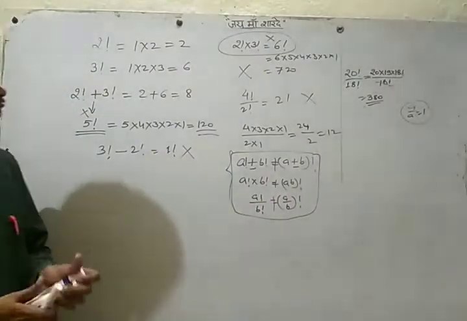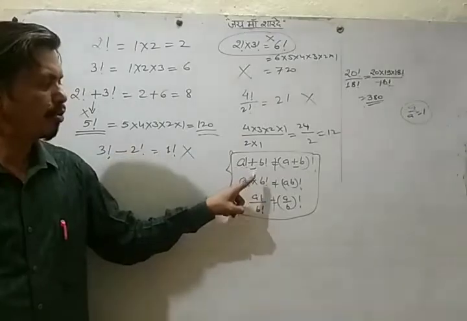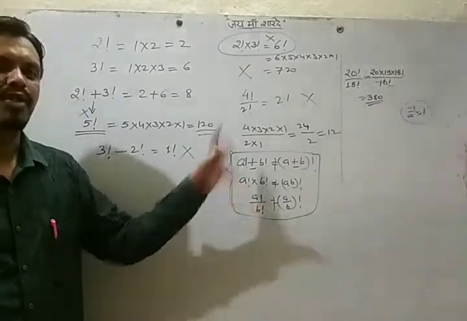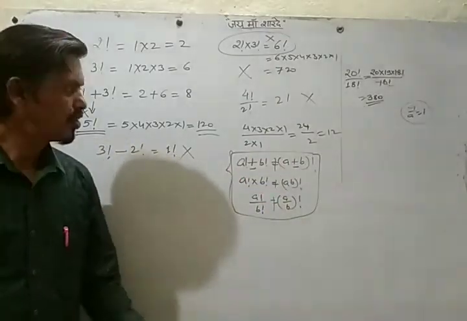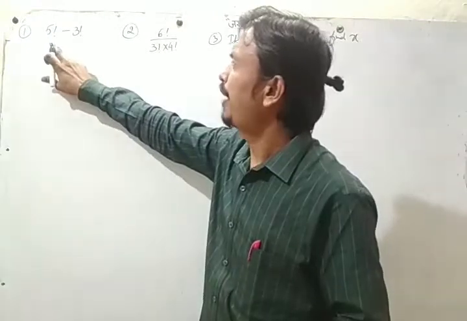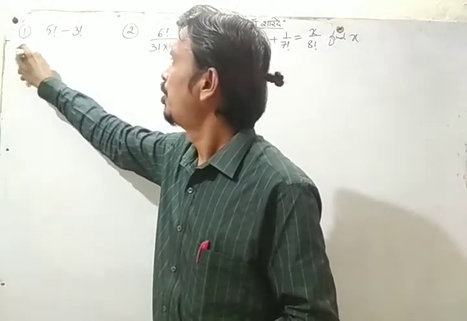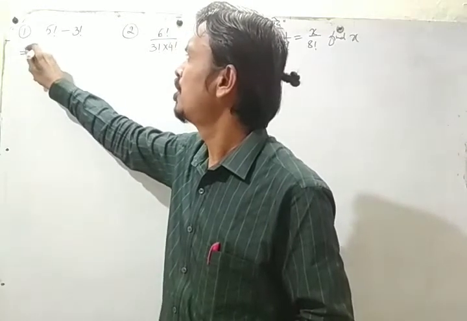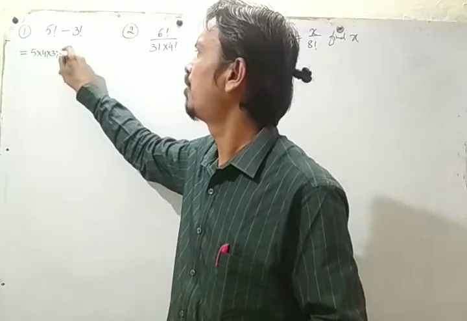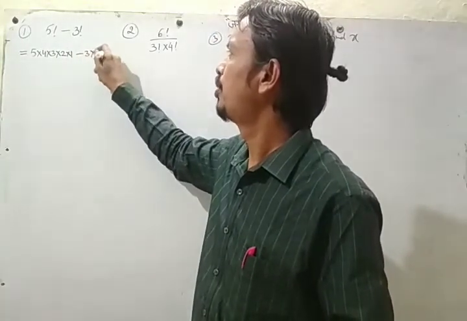So we have to be careful. In the factorial, we cannot add, we cannot subtract, we cannot multiply, we cannot divide. First, we will find these values and then we can multiply, divide, add. Okay? Note down this. Now we have to find the value of 5 factorial minus 3 factorial. So what will we do? We expand this. 5 factorial means 5 into 4 into 3 into 2 into 1. Then factorial 3 will be 3 into 2 into 1.